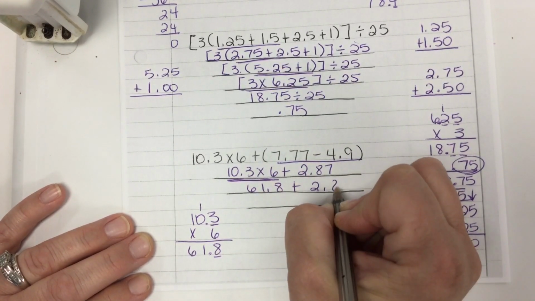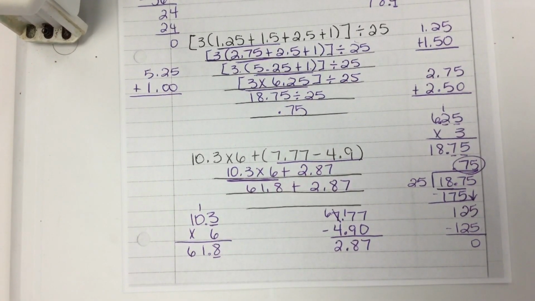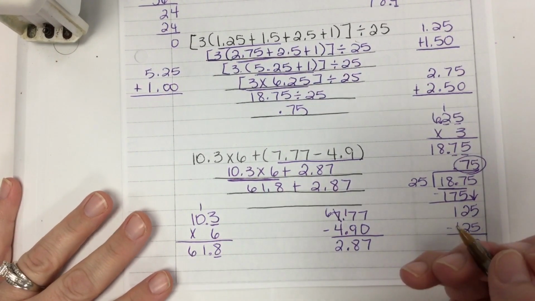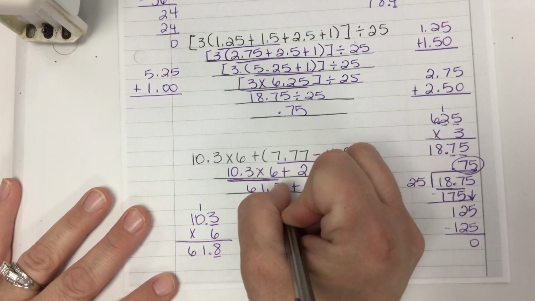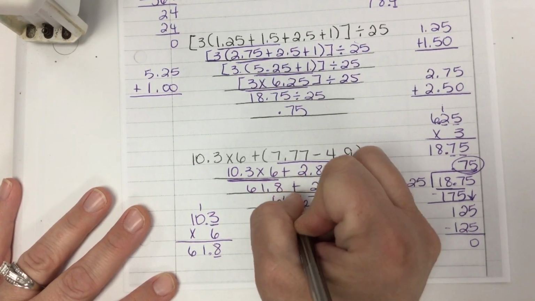Plus 2 and 87 hundredths. So solve that. You should have gotten 64 and 67 hundredths.